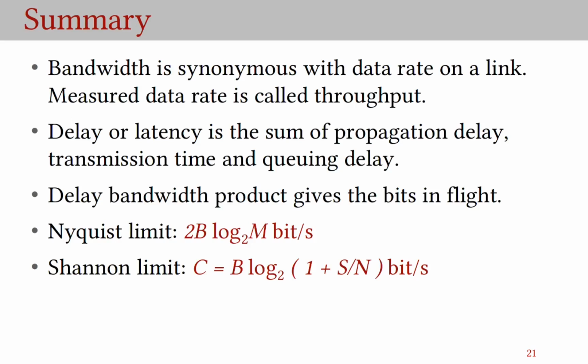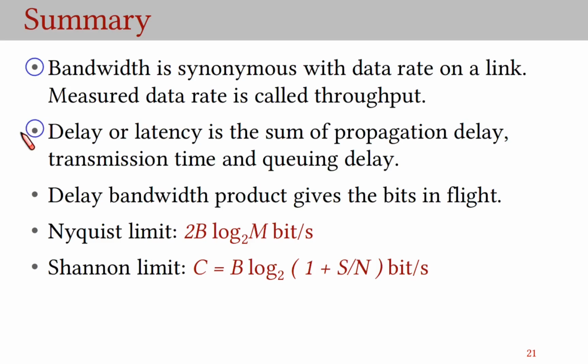Here's a summary of this video. We learned 3 metrics: bandwidth, delay, and jitter. Bandwidth is synonymous with data rate on a link. Often the advertised bandwidth is not what is achievable, and therefore we also have this measured data rate that we call throughput.